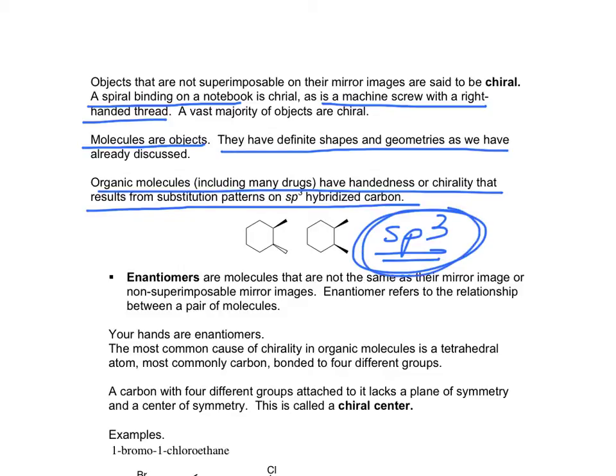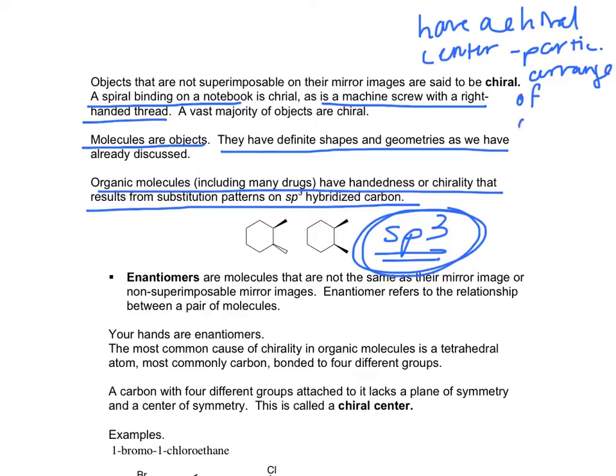When we have a chiral center, it is going to have a particular arrangement of atoms. That arrangement, okay, can exist so that there are two molecules that are not the same as their mirror image, and they are non-superimposable. And this pair will be referred to as an enantiomer. So an enantiomer is a relationship between a pair of molecules.